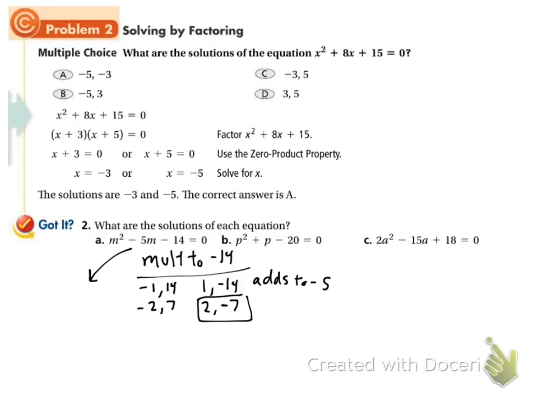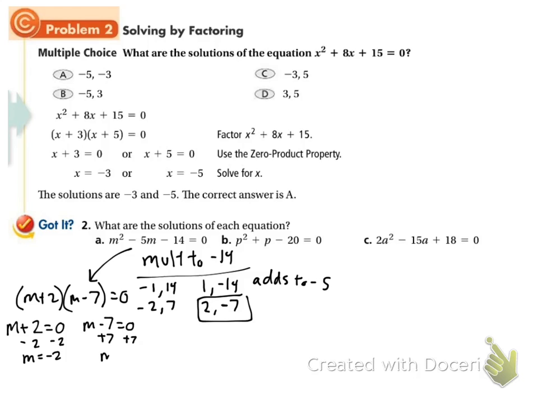So I'm going to factor this to be m plus 2, m minus 7, and it still equals 0. Now I can do exactly what I did in the last one. The only thing that's different is that you need to actually factor the problem. So I'm going to do m plus 2 equals 0, and m minus 7 equals 0. Minus 2, m is equal to negative 2. Plus 7, m is equal to 7. And there's my solutions. So, exactly the problem we just did, except now you have to factor it.